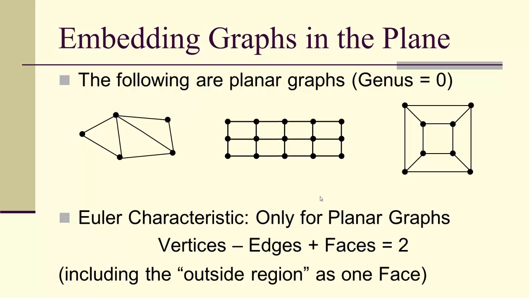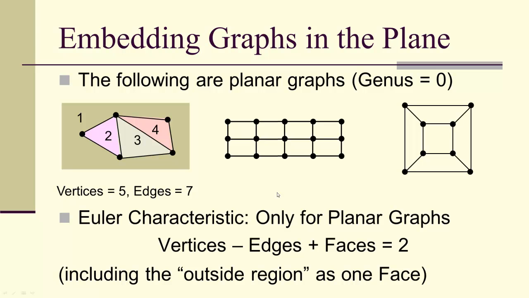We can actually say more about planar graphs because we use what's called the Euler characteristic. The number of vertices minus the number of edges plus the faces is equal to 2, as long as you include the outside region as one face. So for example, here we have 5 vertices and 7 edges and 4 faces, 4 regions defined by this partition. And notice if we take 5, subtract the 7, add the 4, then we get 2.